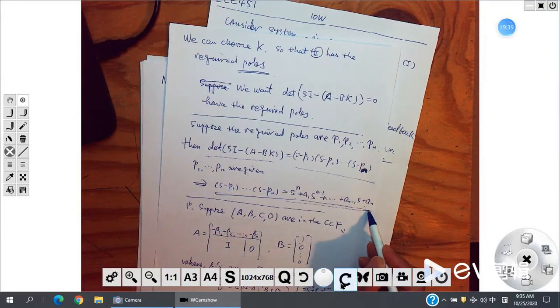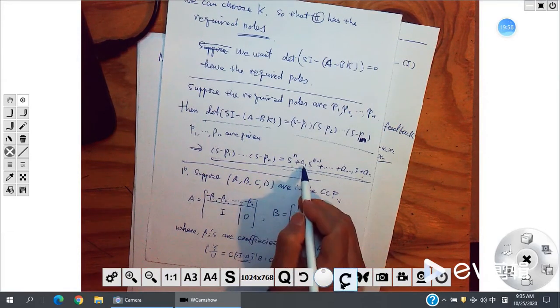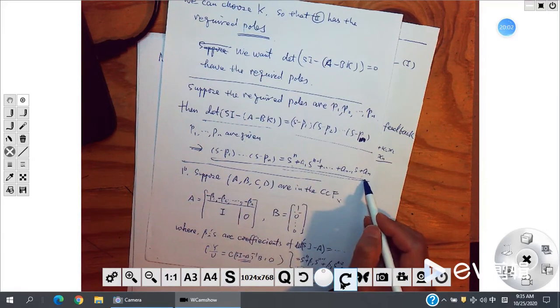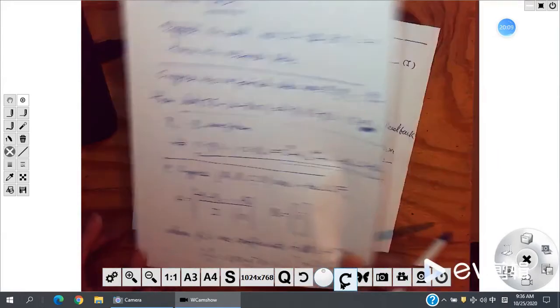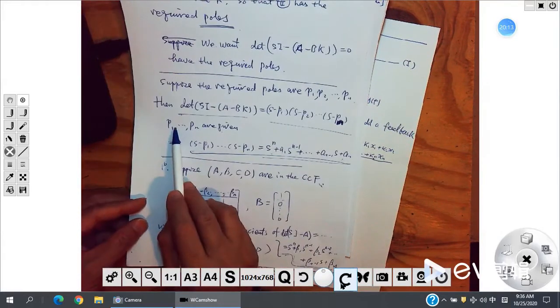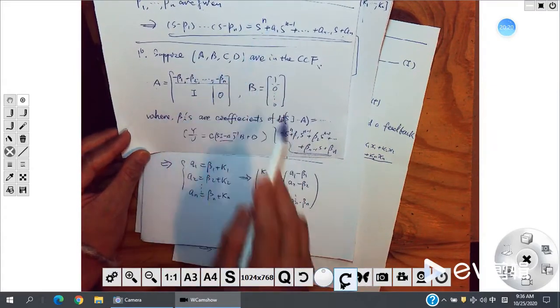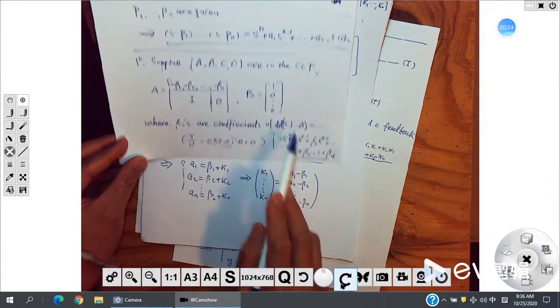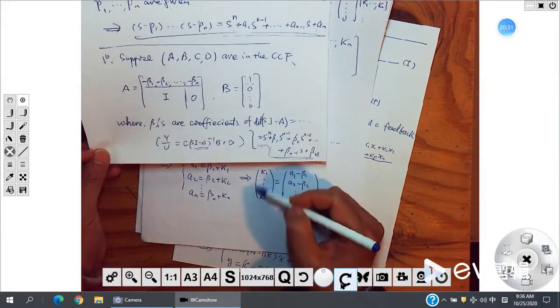And the system itself, before you add the feedback, you have A, right? So based on that A, you have the denominator of the transfer function, this one. Then you pick the coefficients, beta 1 to beta n, and here's alpha 1 to alpha n. Then you subtract them. Alpha is here, determined by those poles. Beta is here, determined by the original matrix A. Then this alphas minus this betas. Then you get K. So for CCF, you can find K just by this way.